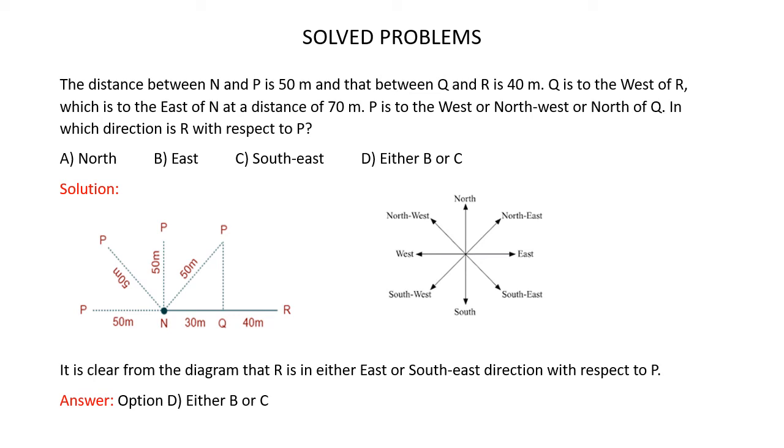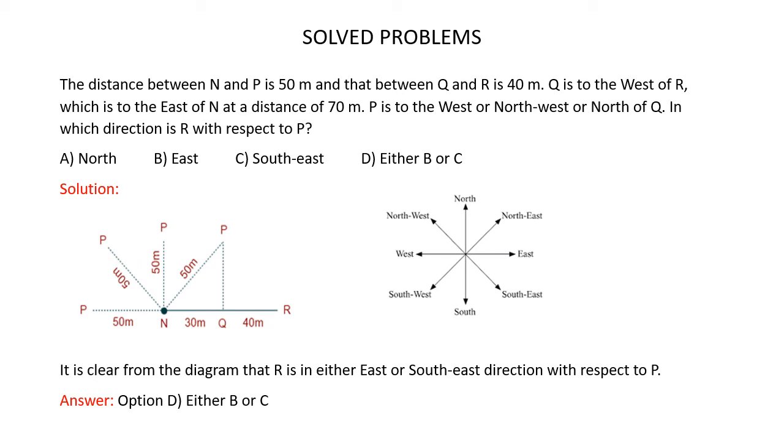P is to the west of Q. So if Q is here, P has to be to the west of Q in this direction. Since the distance between N and P is 50 meters, this will be the position of P to the west of Q. Now P can be to the northwest of Q. So if this is Q, then this will be the northwest of Q.